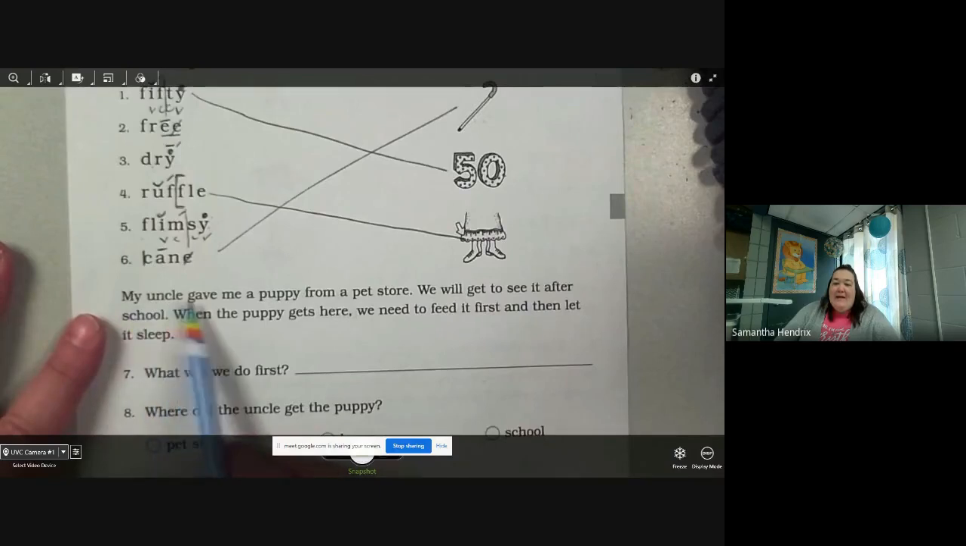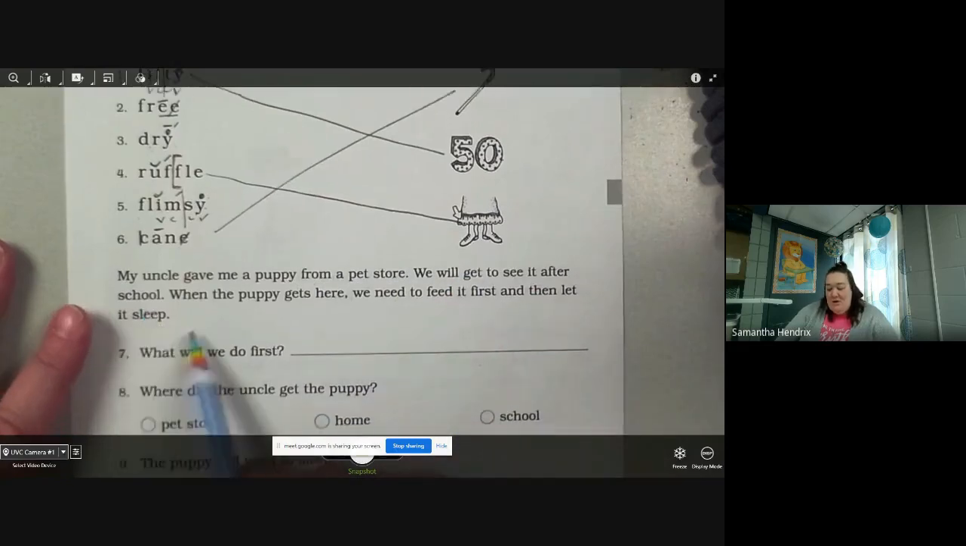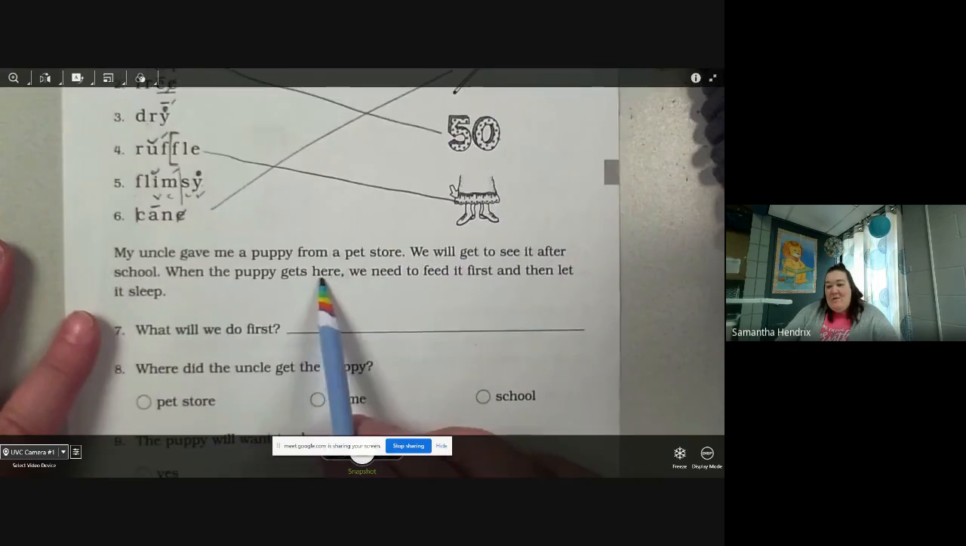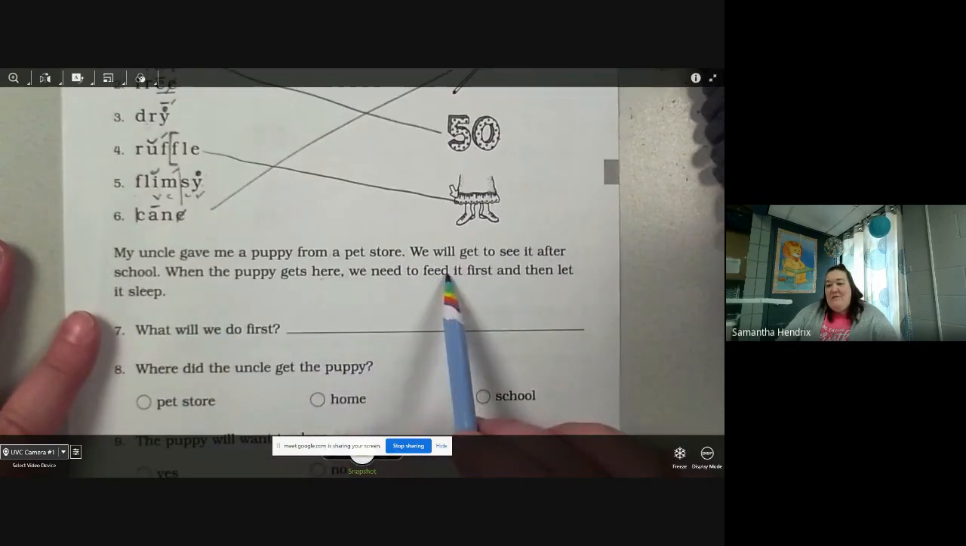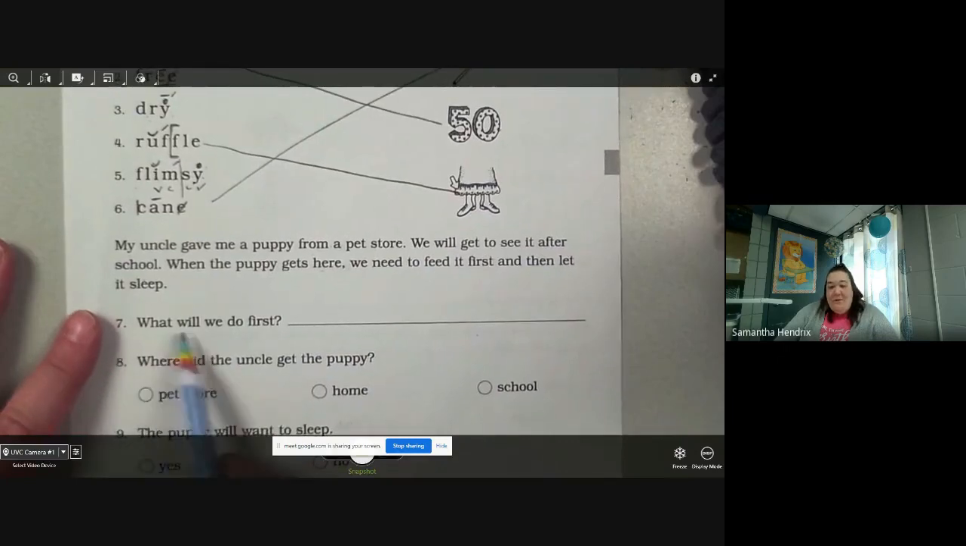My uncle gave me a puppy from a pet store. We will get to see it after school. When the puppy gets here, we need to feed it first and then let it sleep. What will we do first?